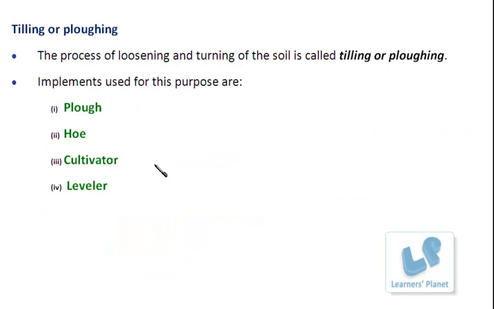See, the process of loosening and turning of the soil is known as tilling or ploughing, right? And this is done with the help of the plough, hoe, cultivator, and leveler. These first three implements basically help in the turning up of the soil, and later the leveler is used to maintain uniformity in the cultivated land. Let me explain what these implements are.